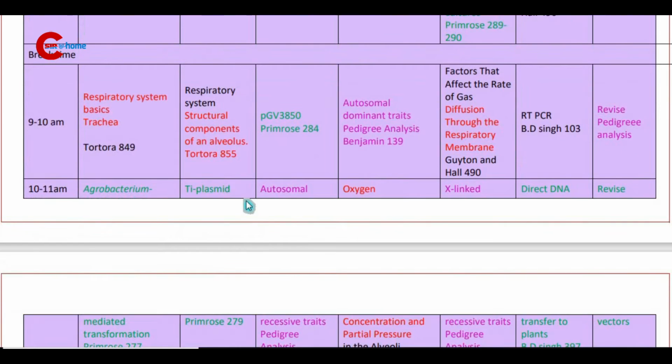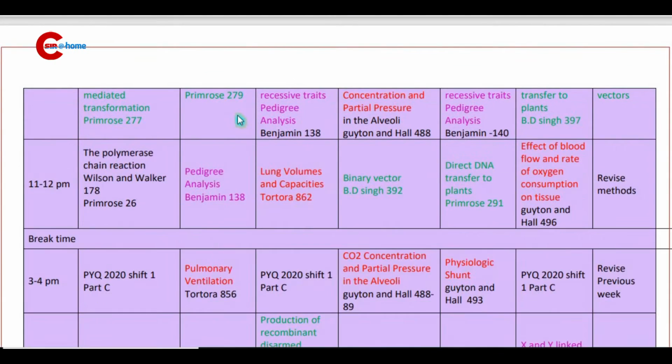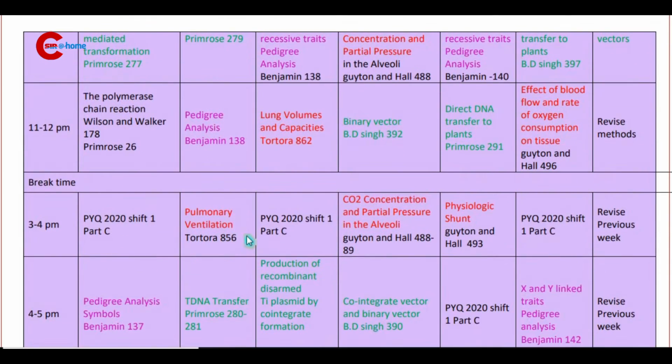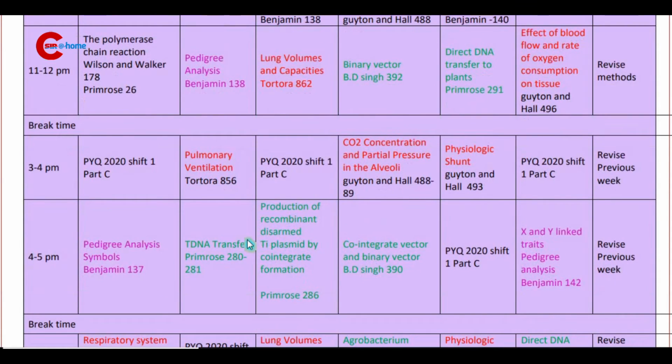Then 10 to 11 a.m.: study TI plasmid. Which book to refer? Primrose. Then 11 to 12 p.m.: study pedigree analysis, from Benjamin, page number 138. 3 to 4 p.m.: pulmonary ventilation. Okay, pulmonary ventilation, 3 basic steps: pulmonary ventilation, external respiration and internal respiration. Study this.